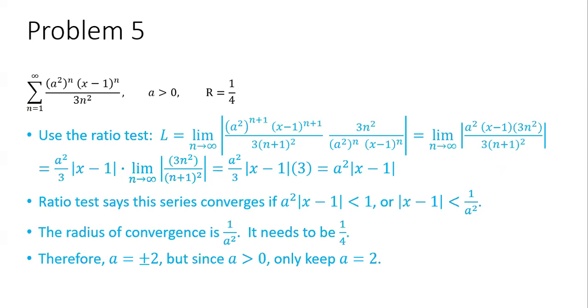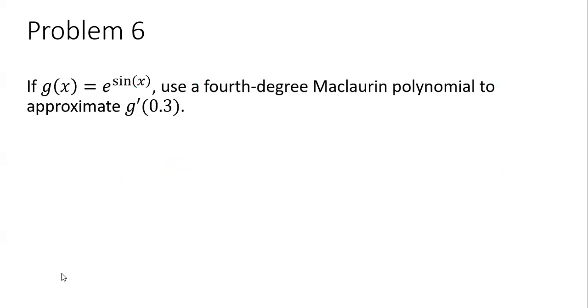Okay. Number 6, g of x is e to the sine x. Use the 4th degree Maclaurin polynomial to approximate g prime of 0.3. So go ahead and try this one.